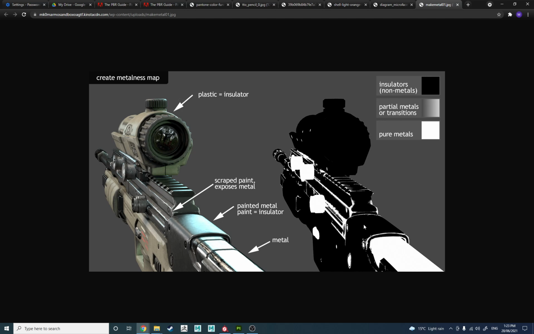If metal has corroded or oxidized or rusted, the rust itself or the patina you're seeing doesn't behave like metal in regards to how it interacts with light, so it is represented with black. So you do not paint metalness where something is rusty. Only when you can see the sort of gleaming metal is where you would paint metalness.